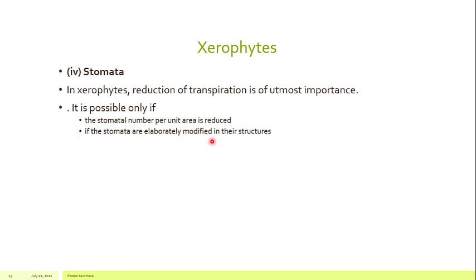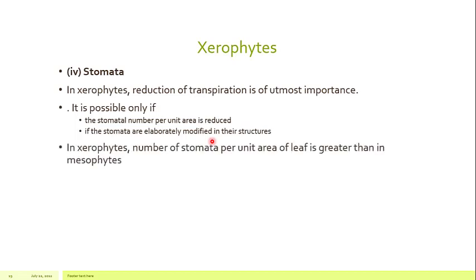How are they modified? Firstly, they are present in pits and furrows and are not directly exposed to the environment, and secondly, they are surrounded and guarded by hairs, which also prevent excessive water loss. So in xerophytes, the number of stomata per unit area of leaf is greater than in mesophytes. The number is greater, but they are guarded. They are generally of the sunken type, so their number usually doesn't matter if they are reducing the water loss. So this is the characteristic type of stomata found in xerophytes.